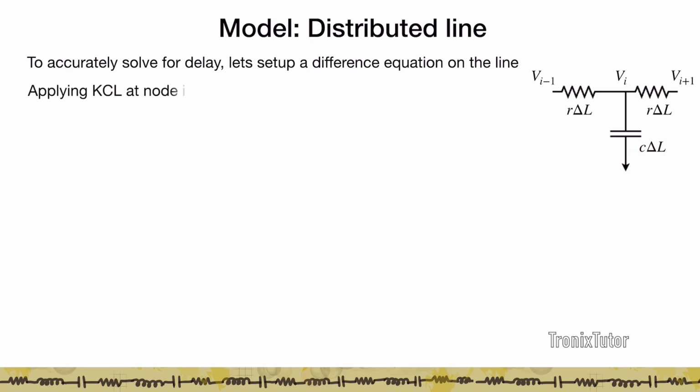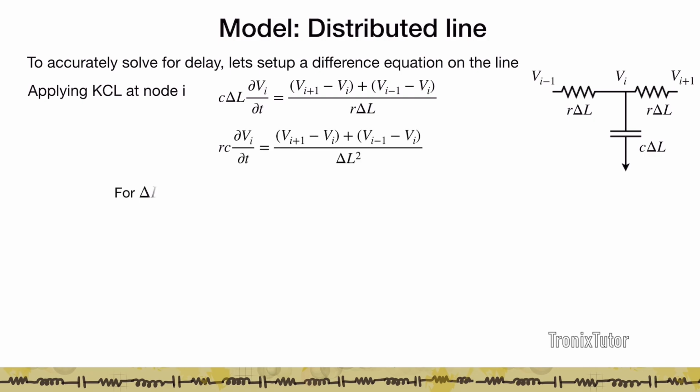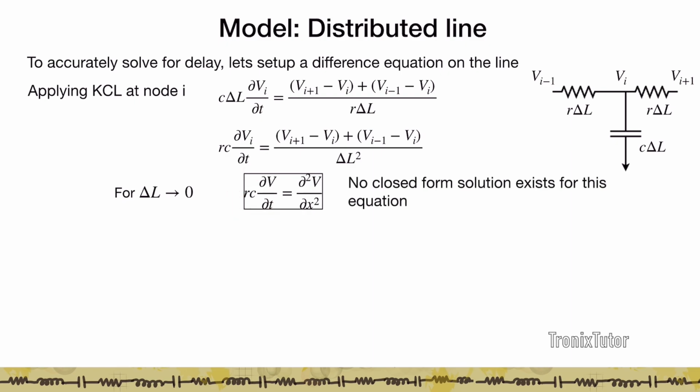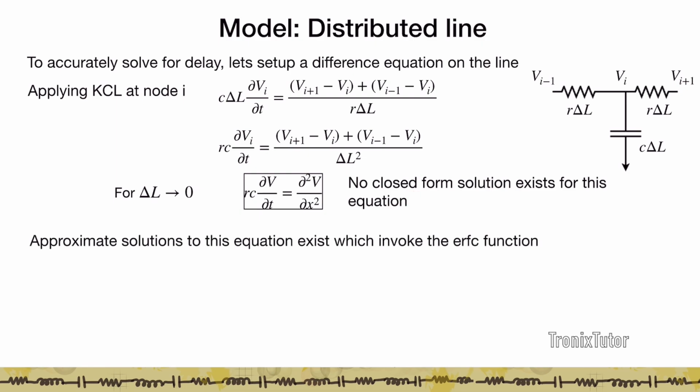Now if I set up the difference equation on this line by setting up KVL at this point, what I get is that when I make these delta L's infinitesimally small, RC dou V by dou t is equal to dou squared V by dou x squared. So what I get is something similar to the wave propagation equation. What I see is that this equation is essentially transcendental. It has no closed form solution, and so approximate solutions invoking the erf function exist for this equation.